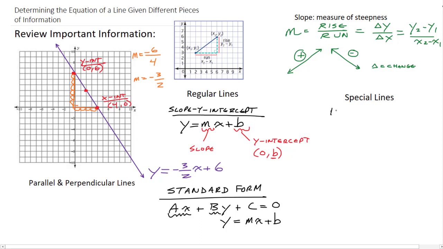Special lines. Well, those would be the horizontal and the vertical. So horizontal, vertical. All right, so what makes them noticeable? Well, first of all, slope. This one always has a slope of 0, while the vertical slope is always undefined. And that has to do with where the 0 is.